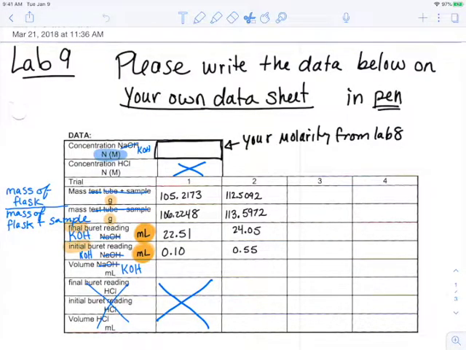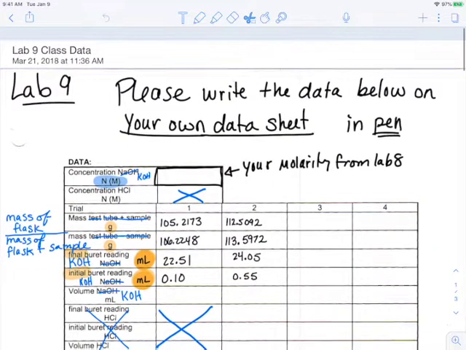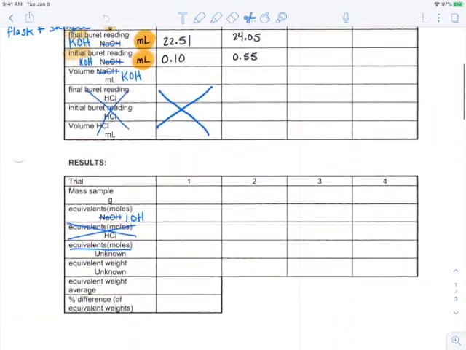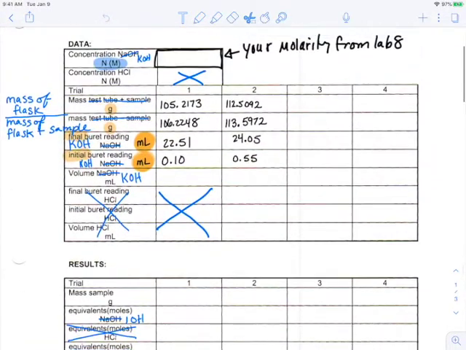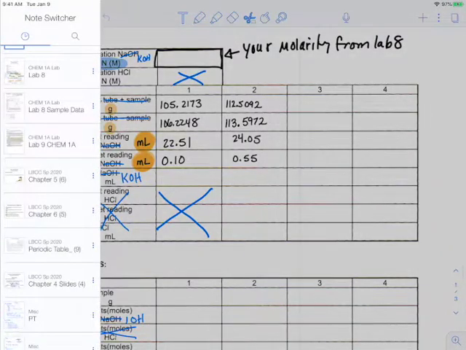So again, you're going to write it onto your own data sheet, or if you don't have a data sheet, write it onto a piece of paper. And this is available in the lab notes section. It's titled Lab 9 Class Data. And I'm going to show you how to do the calculations next, but any questions? All right, so let's go ahead.